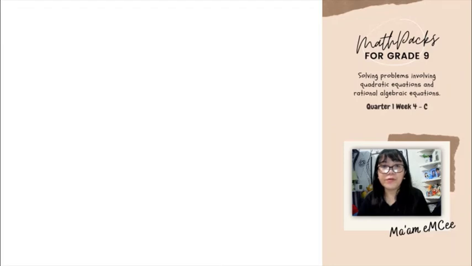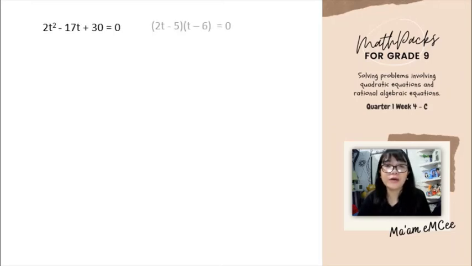So before we end this video tutorial, I want to add this one to you because I think I wasn't able to elaborate or to explain further how we got 2t minus 5 and t minus 6 as factors of 2t squared minus 17t plus 30. So try to notice here that our a is not equal to 1. This will be easier for you to factor if our a is equal to 1 because we will be focusing ourselves with our c and our b.